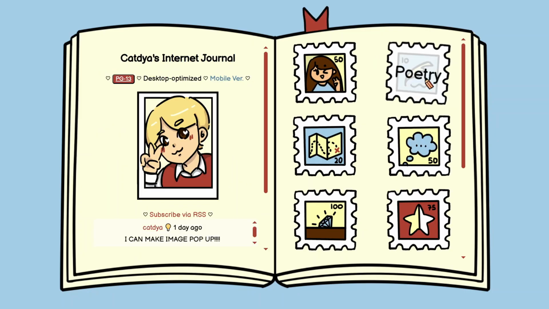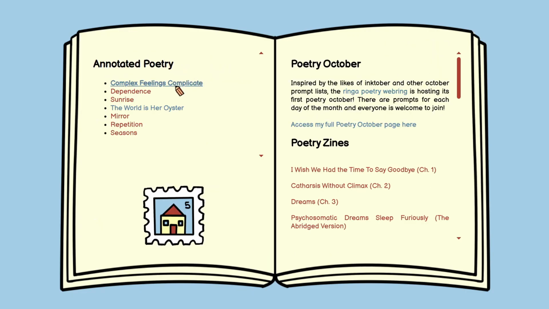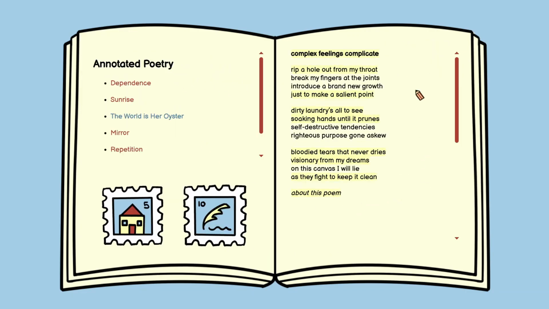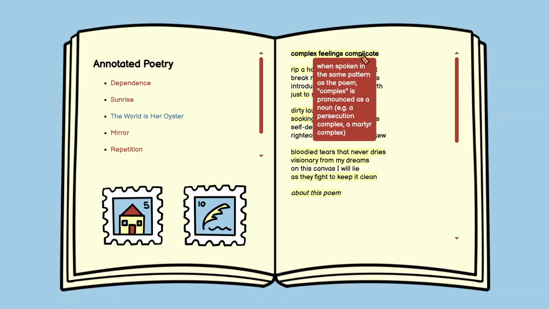Then we have the poetry page. One of the reasons why I started making this website is to make annotated poetry. So people who don't get poetry could read my annotations and the context, the stories that go into a poem, and help them kind of understand what it means. So it tries to demystify poetry.